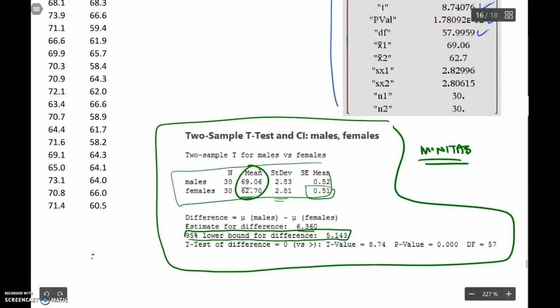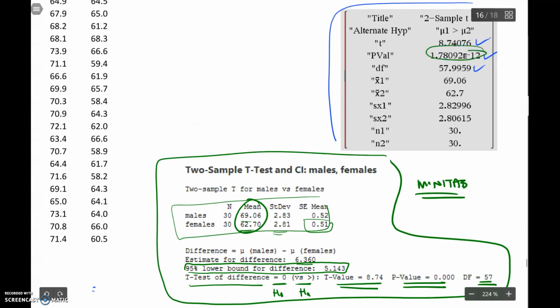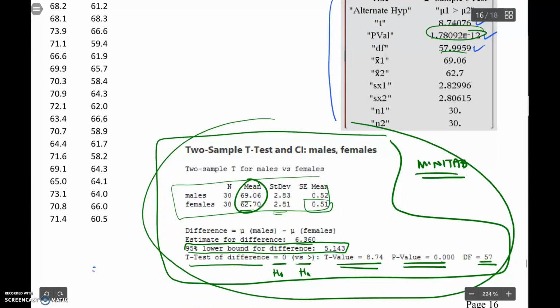And then here's the good stuff. A t-test for the difference. The null is equal to 0 versus greater than 0. There's the alternate. So they kind of condense it all in here. There's the null, there's the alternate. Test statistic, p-value, degrees of freedom. Our calculator certainly has more precision than this computer output, but it doesn't matter. So if I give you this, you should be able to get the information you need off of it. Okay?